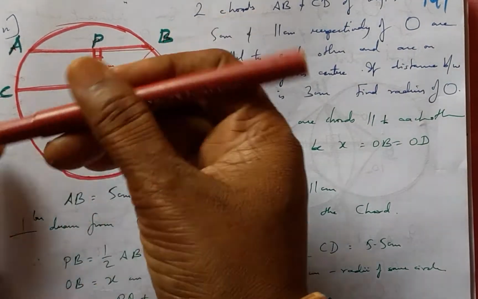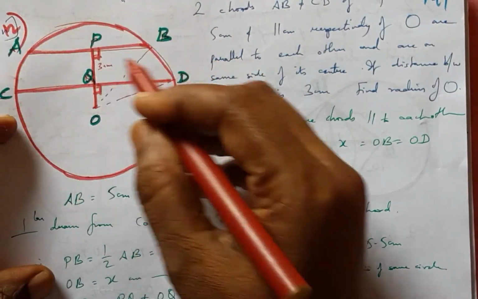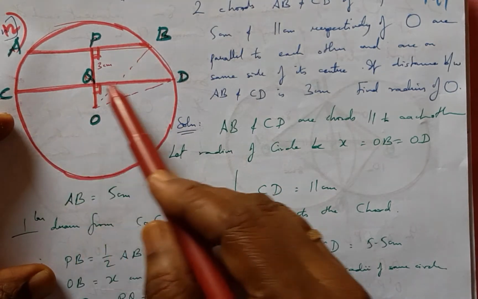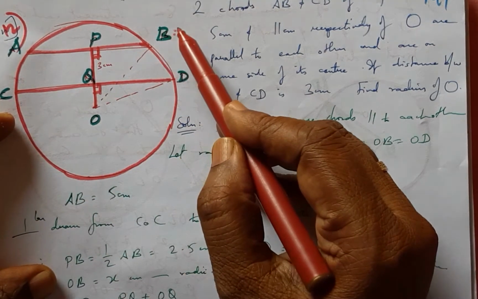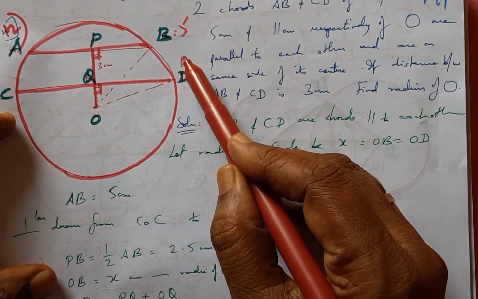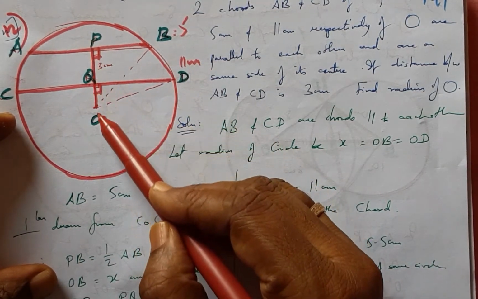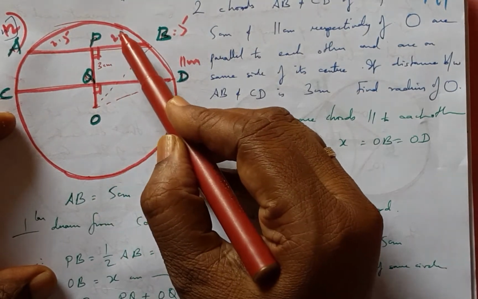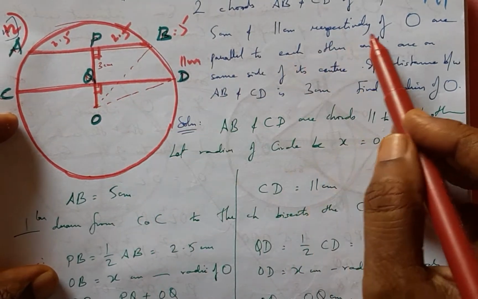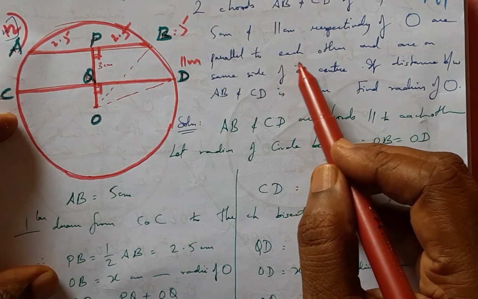Question number 12 says two chords AB and CD of different lengths, they are not the same. This entire thing is 5 centimeters, this entire thing is 11 centimeters, and we know that the perpendicular bisects the chord, therefore this is 2.5 and this happens to be 2.5, and now they are parallel to each other.